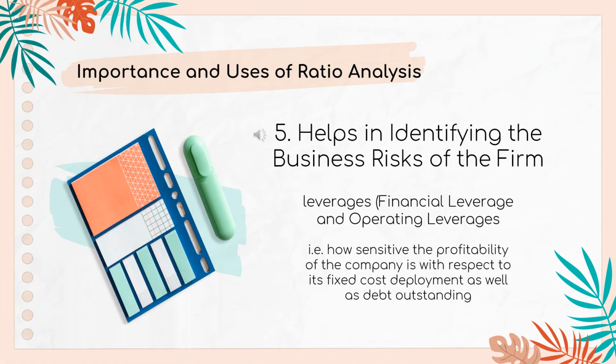Number five, it helps us in identifying the business risks of the firm. One of the most important reasons to use ratio analysis is that it helps in understanding the business risk of the firm. Calculating the leverages, financial leverage and operating leverage, helps the firm understand the business risk. An example is how sensitive the profitability of the company is with respect to its fixed cost deployment as well as outstanding.